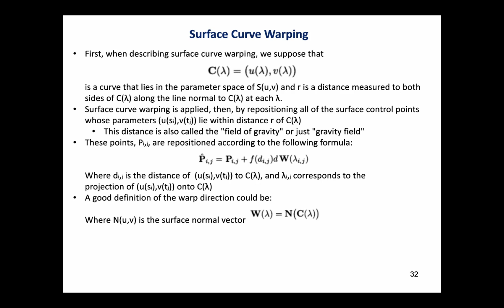These points, p sub ij, are repositioned according to the following formula, which is very similar to the formulas that we've been looking at a few times now. However, here, d sub ij is the distance of u of s sub i, v of t sub j, to c of delta, and delta sub ij corresponds to projections of u of s sub i, v of t sub j onto c of delta. And a good definition of the warp direction could be this formula here, where n of uv is a surface normal vector as we move along the curve.